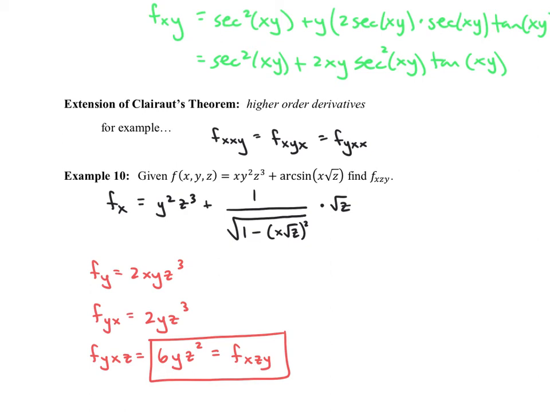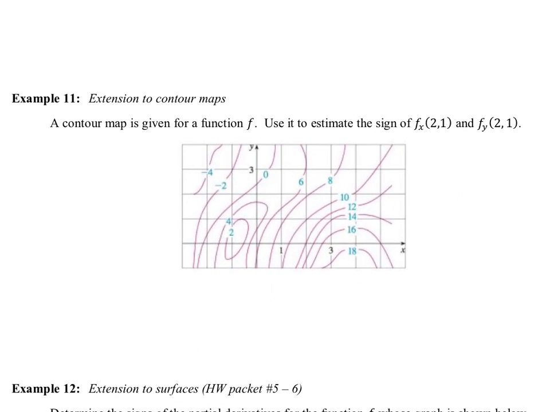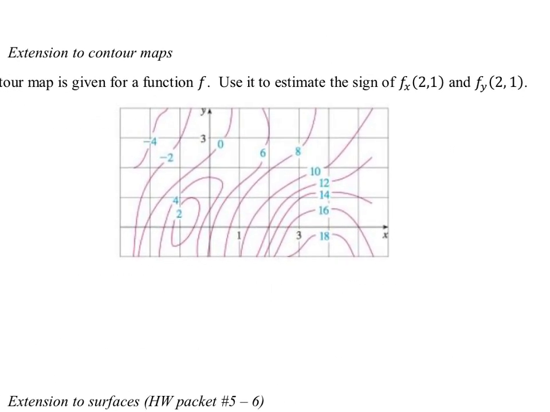Okay, let's take a look at our last page. On this last page, we're going to take a look at graphs. We're going to look at first the contour in example 11. So we're looking at the partial derivative with respect to x at the point (2, 1), and that point looks like it's about right here.